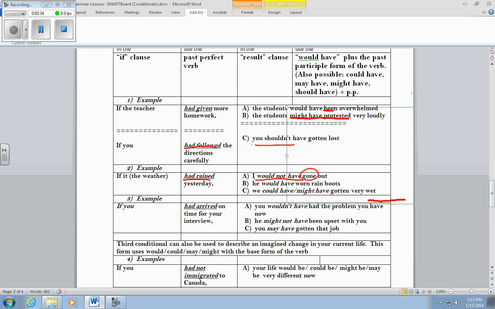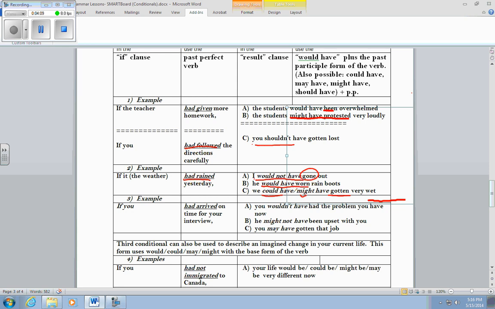If it had rained yesterday, he would have worn rain boots, because that would make sense, wouldn't it? He would have worn rain boots. If it had rained yesterday, we could have gotten very wet. We might have gotten very wet. Any of those things would have been possible, but it did not rain yesterday. So we're just imagining what might have happened. Okay, let's look at example 3.